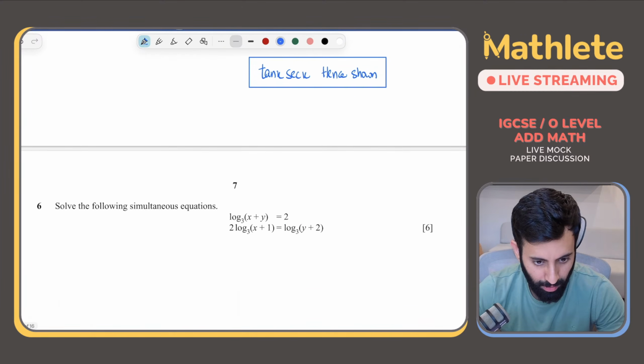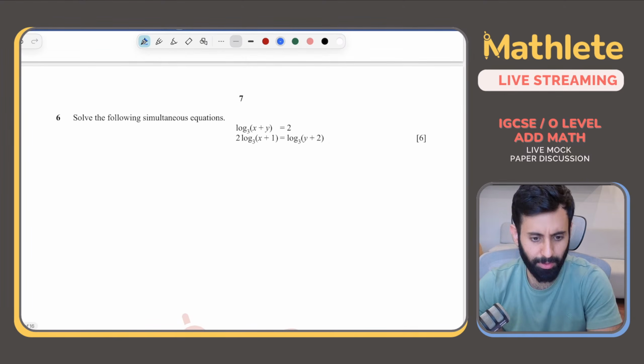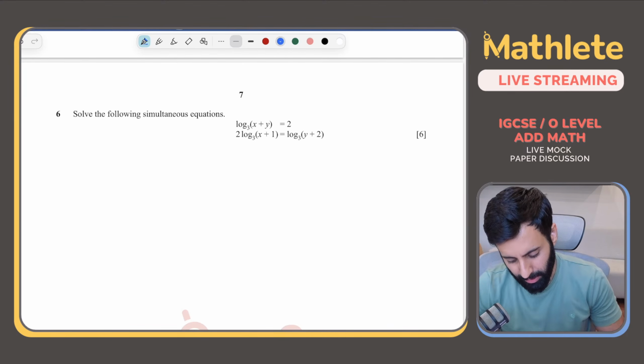Okay. How to memorize trig values? I've made a video on it. It's not that difficult. I made a video on it and it's actually very simple. Anyway, solve the following simultaneous equations.